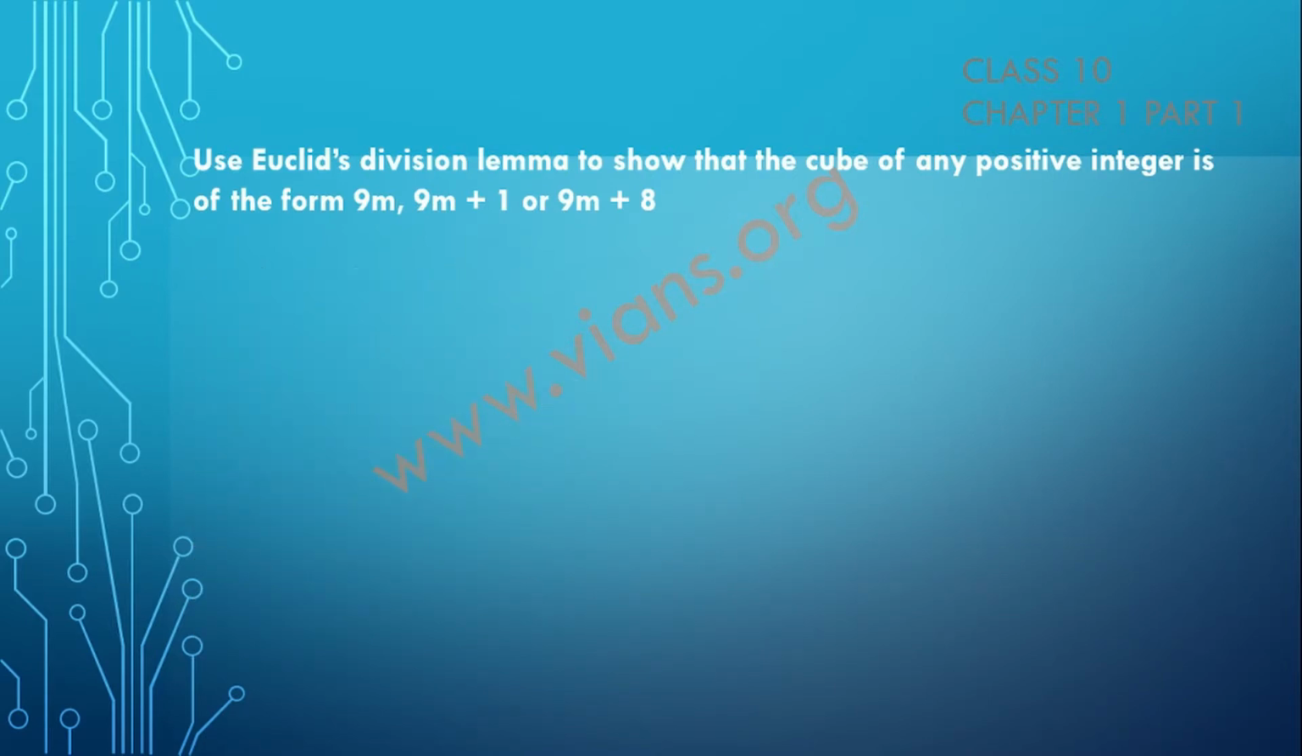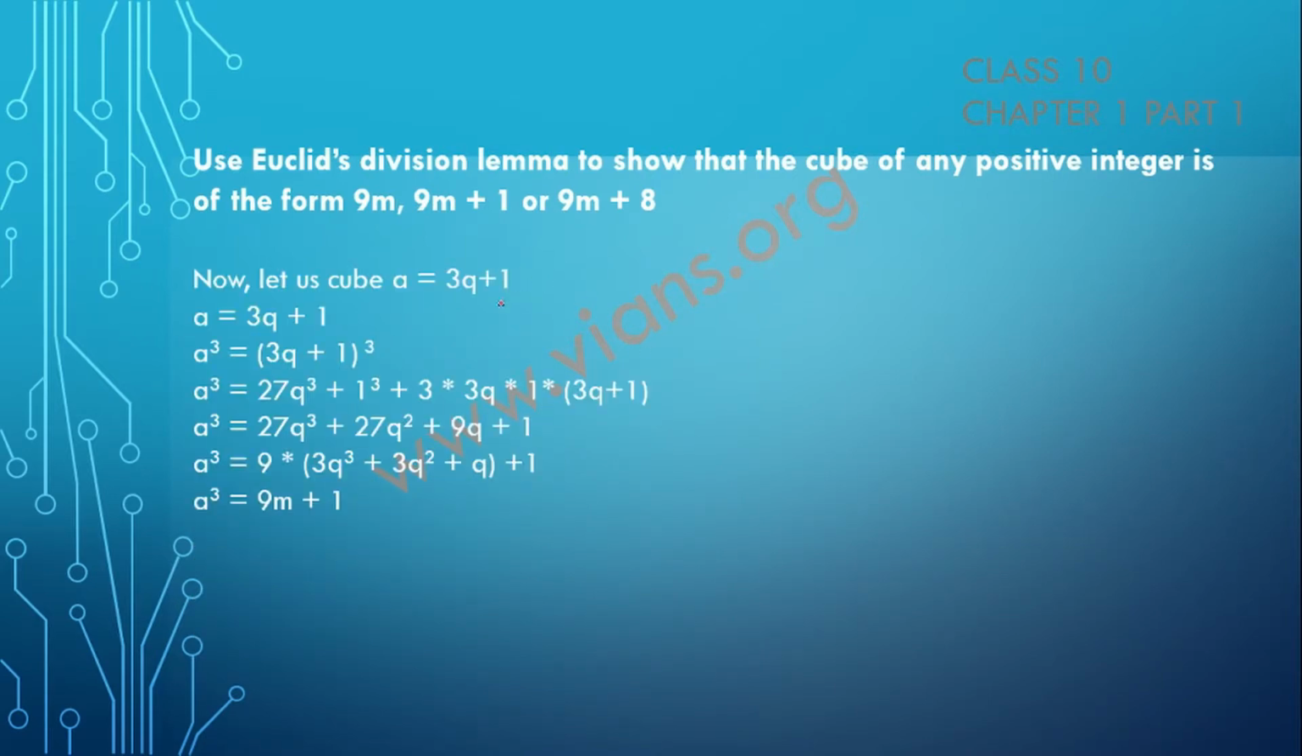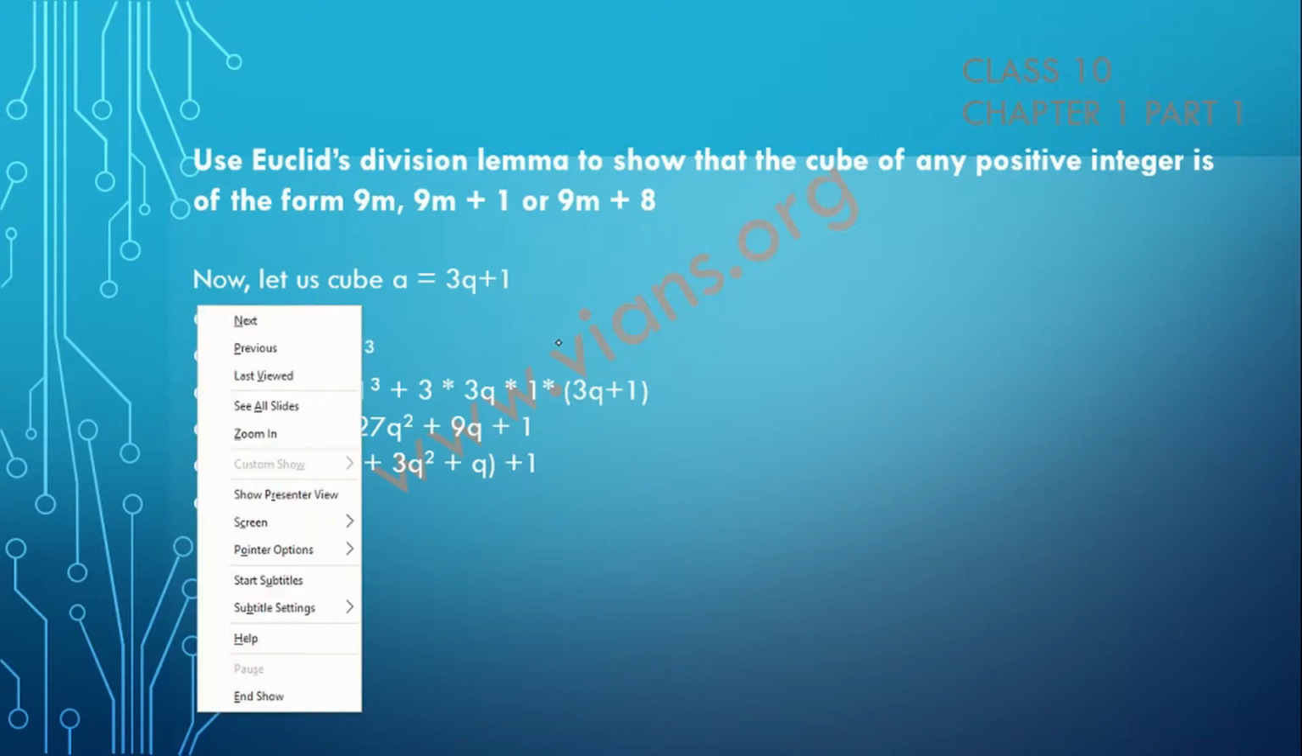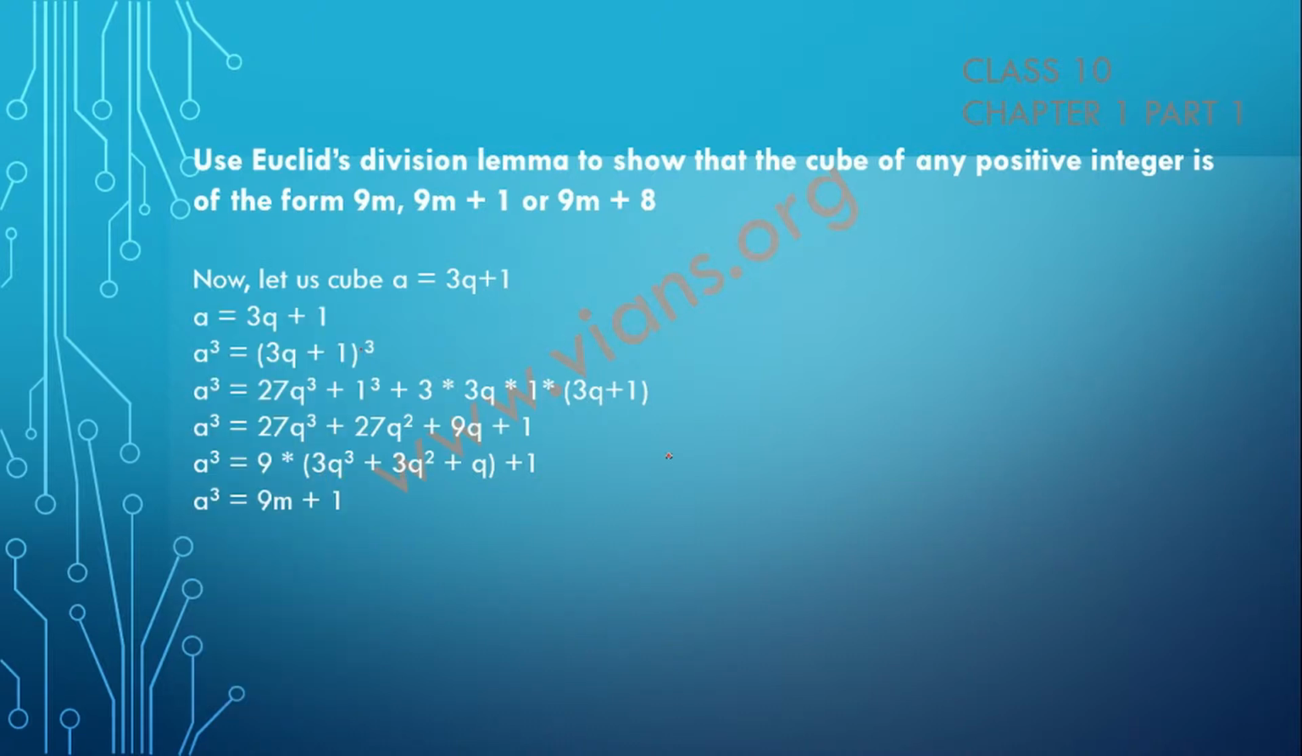Now a cube is equal to (3q+1) cube, so that's going to be 3q plus 1 whole cube. That's 27q cube plus 1 cube plus 3ab into a plus b. What is this? (a plus b) whole cube is equal to a cube plus b cube plus 3ab into a plus b. That's what I've written over here.